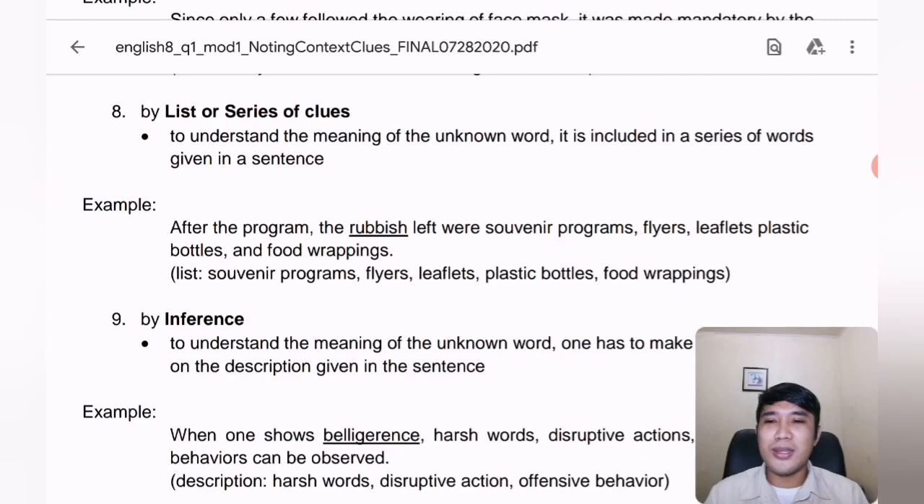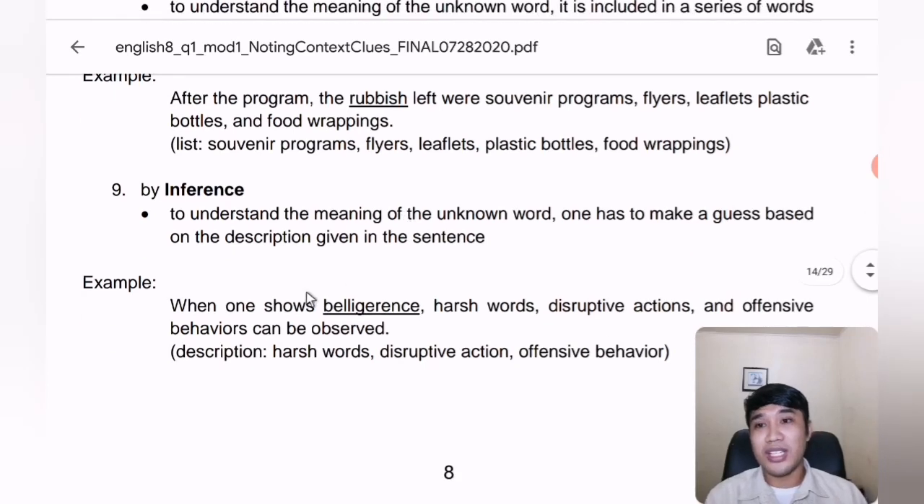And finally, number 9. The 9th type of context clue is by inference. Now, to understand the meaning of the unknown word, one has to make a guess based on the description given in the sentence. So our keyword here, make a guess. Make a guess, because that's the meaning of the word inference.